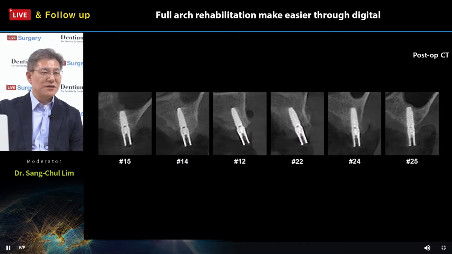I think all of these pictures are very nice, well done, installed with initial stability, because the whole surface being surrounded by host bone is a very important and advantageous factor. They are connected with the healing cap, the comfort cap for dual function, working as a scan jig and as the healing abutment.